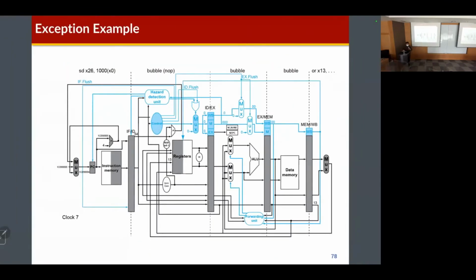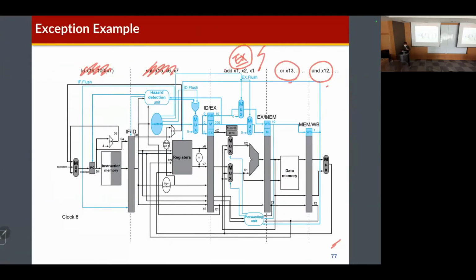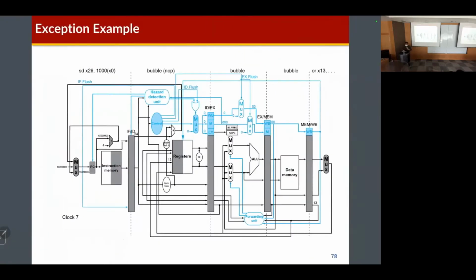So when the add instruction is in the EX stage, the exception is detected. Then at the next cycle, as I explained, the add instruction is also flushed. So we need to cancel the execution of the add instruction, sub instruction, and load instruction. You can see that there are bubbles here in the ID stage, EX stage, and memory stage. And then the OR instruction is in the write back stage, so the OR instruction is kept in the processor.